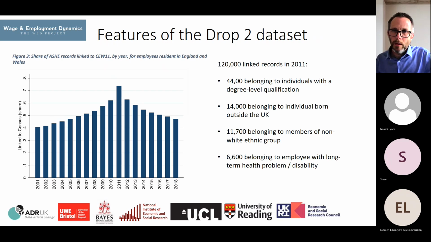But just to give you a bit more of an insight into what you've got in ASHE 2011, as I said, around 120,000 linked records. You've got 44,000 degree holders. You've got 14,000 people born outside the UK. You've got about 12,000 people who are members of non-white ethnic groups. And you've got around 7,000 people with a long-term health problem or disability. So you've got reasonable numbers here to work with, particularly if you're looking at subgroups.